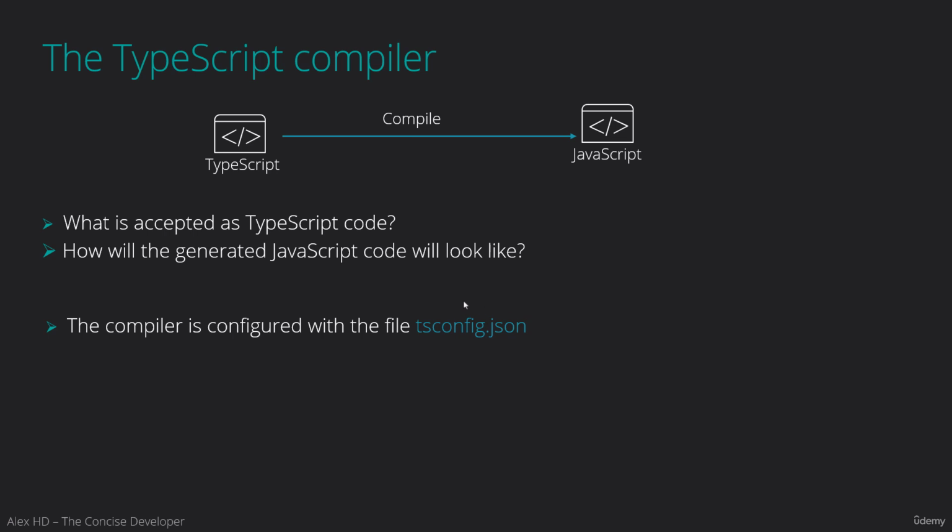So most TypeScript projects will require a tsconfig.json file, and the options we can group in two categories. One category will configure what is accepted as TypeScript code, and the other options will configure how the generated JavaScript code will look like. Let's see this inside the IDE.